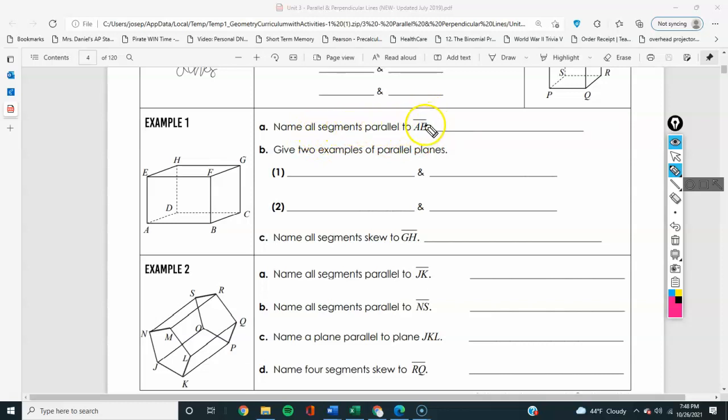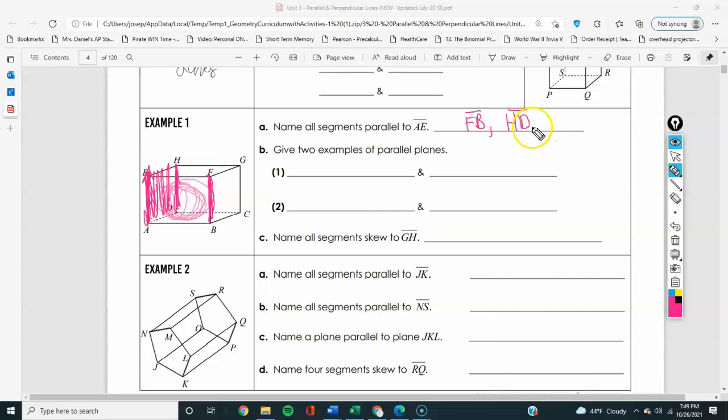So, name all segments parallel to AE. When I look at AE, I need to find the ones that are in the same plane that don't cross it. Think about this whole front plane right here. AE and FB are on that same front side of the box, and they go the same direction. So FB is one. And the other one, think about this side of the box. Right here we have HD is another good one.